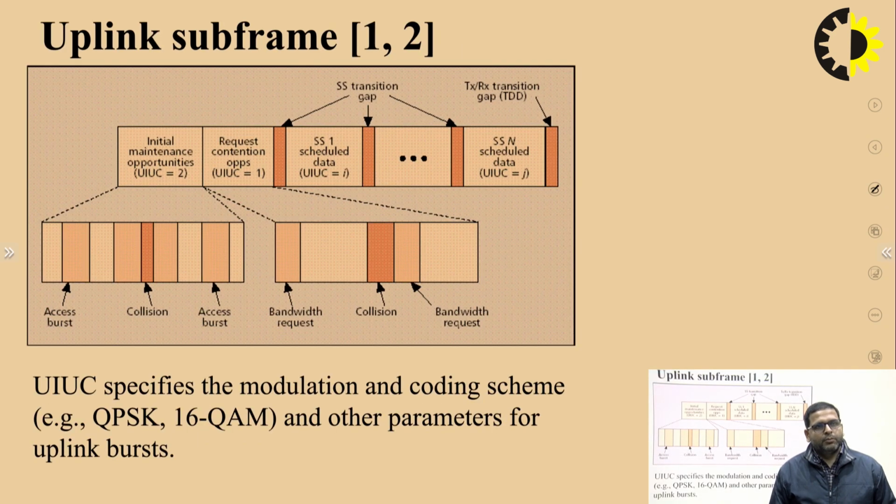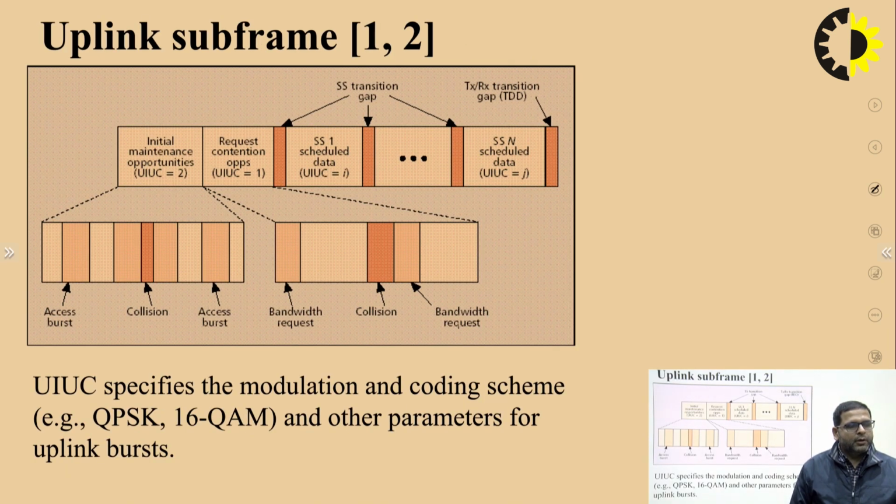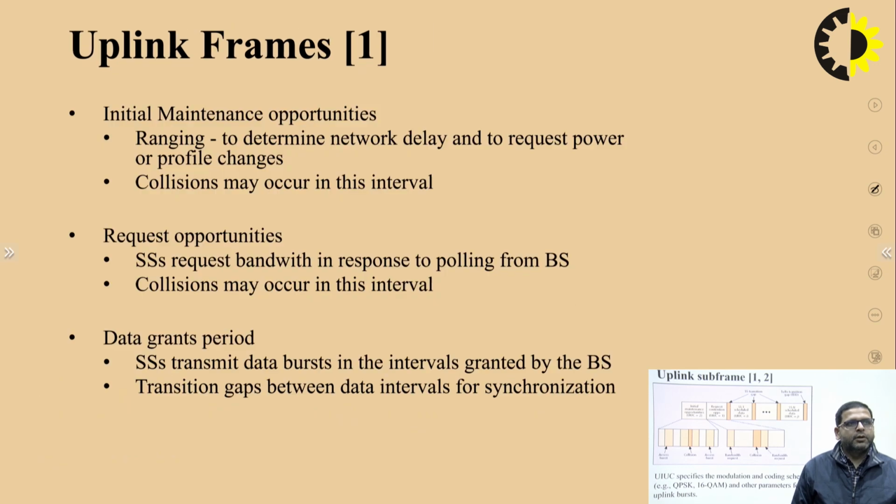Here is the block diagram of the uplink subframe. In the uplink subframe, the uplink interval specifies the modulation and coding scheme and other parameters for the uplink burst. It has three main parts: access burst, collision and access burst, and it contains initial maintenance opportunities and request contention opportunities.